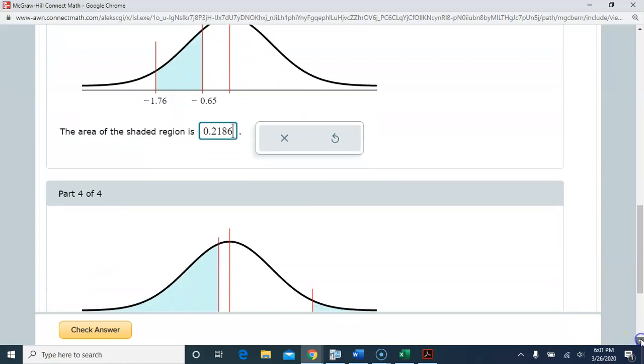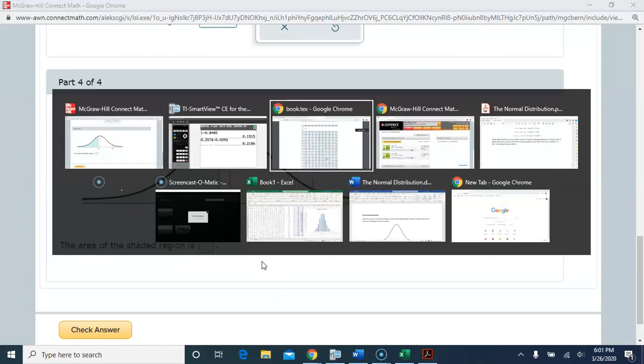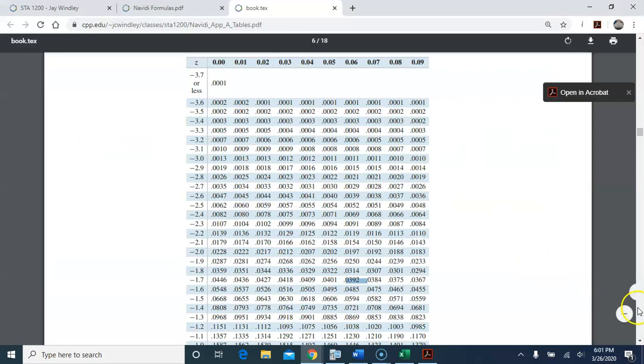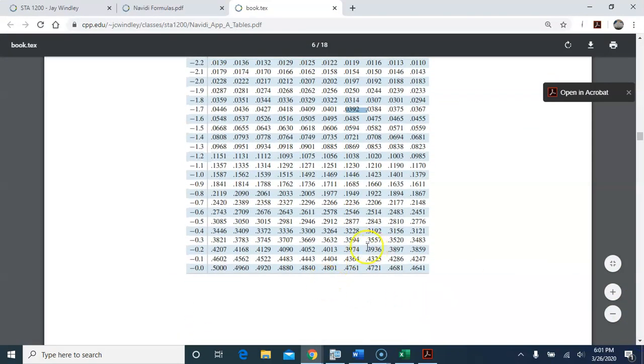And the last problem here. Oh, now we're going two different directions. So we've got to do less than negative 0.26. So negative 0.26 is right here, 0.3974.